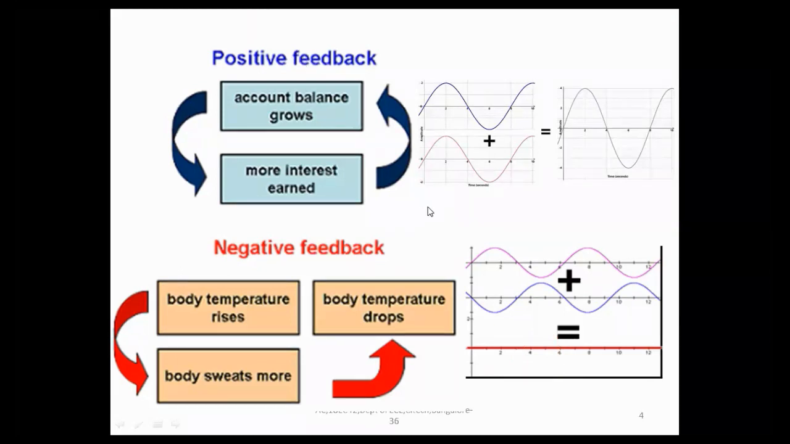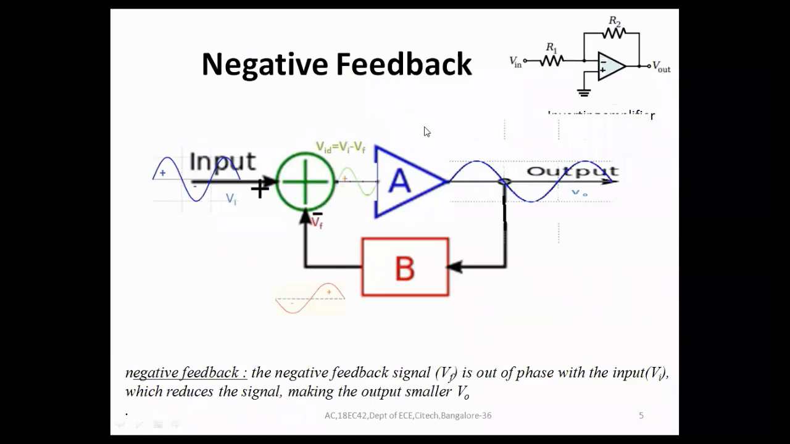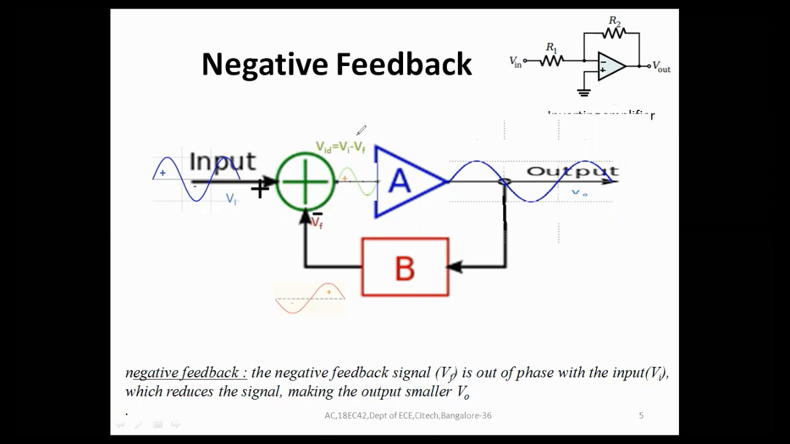Now I'm going to move on to how negative feedback looks. This is the general negative feedback. This is an open loop amplifier A. This is the feedback network B. The input VI is applied to the mixer, adder, or summation. Then another signal which is coming from the feedback is VF. These two are subtracted, that is VI minus VF.